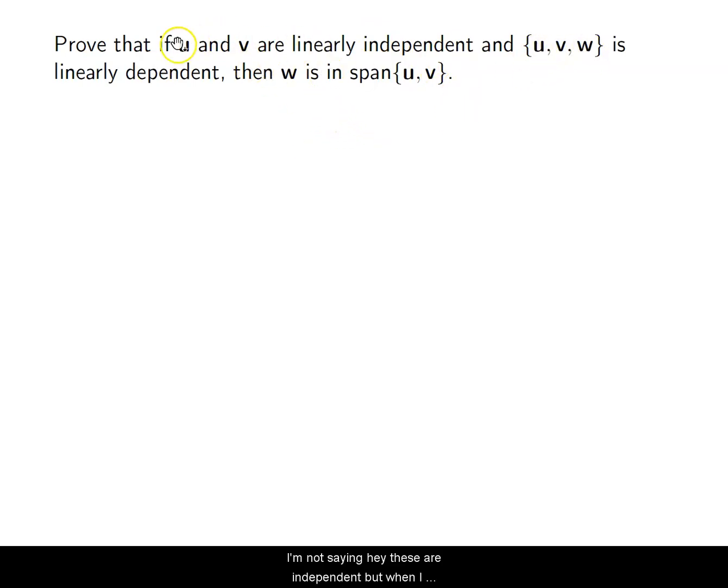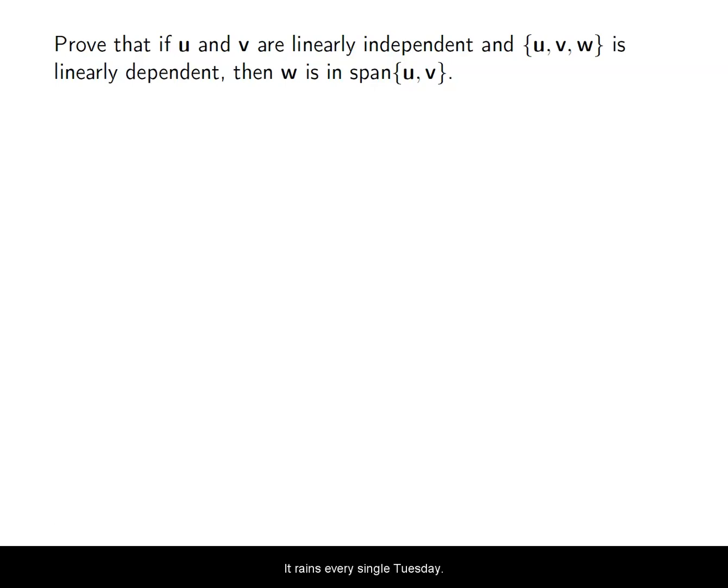Now when you do a proof, you are not giving an example. I'm not saying, hey, these are independent, but when I add w, now that they're dependent, show me that you can write this as a combination of this, and let me give you an example of that. That's not a proof. A proof is for all cases. If you show me an example, that's one case.